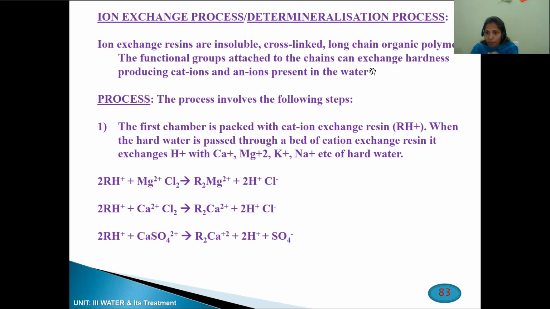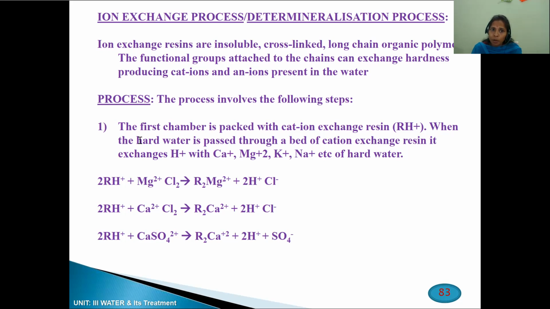What is the role of the functional groups? These can exchange hardness producing cations and hardness producing anions present in the water sample. So do you know what the hardness producing cations are? What are the hardness producing anions? The hardness producing cations are calcium plus 2 and magnesium plus 2. The hardness causing anions are bicarbonates, chlorides, sulfates, and nitrates. So these functional groups are removing all the hardness causing cations and anions in the hard water sample.